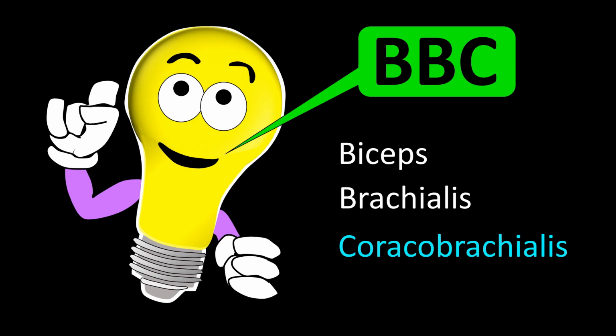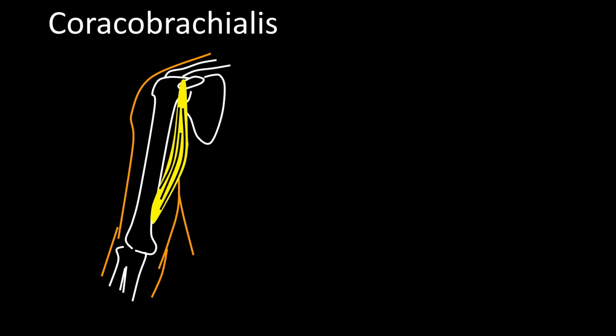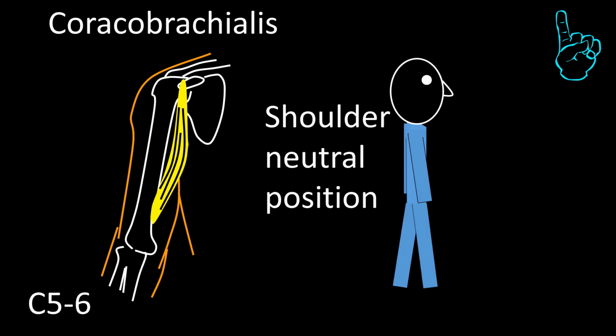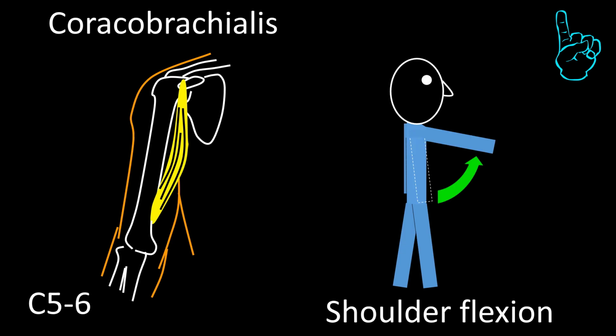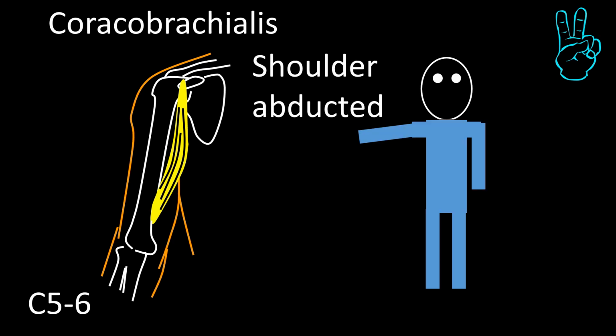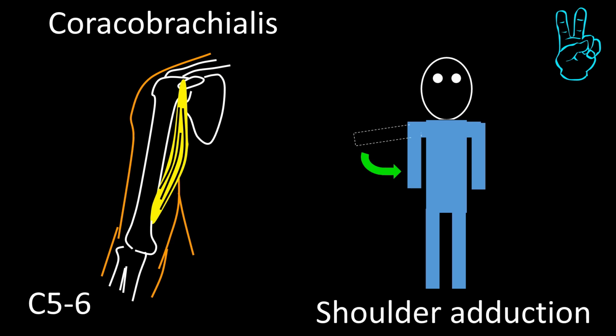The third muscle innervated by the musculocutaneous nerve is the coracobrachialis. The coracobrachialis is innervated by fibers from C5 and C6 spinal cord segments. The coracobrachialis has two actions. The first action, from shoulder neutral position, shoulder flexion. The second action, from shoulder abducted position, shoulder adduction.